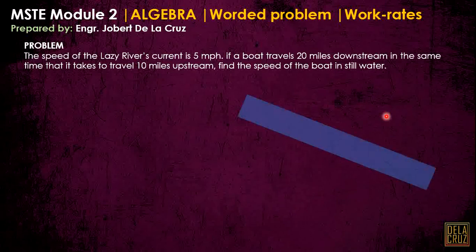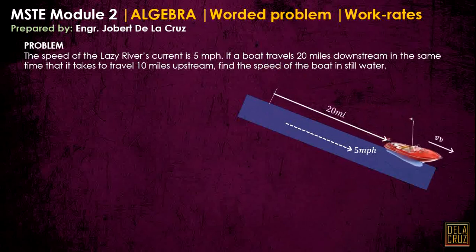Okay, so let's say this is the downstream, and the boat is traveling this way. We have that VB. It says the speed of the current is 5 mph. So we have the current, or the speed of the river, the flow of the river, that is 5 mph. If this boat travels 20 miles downstream, then from this initial position it travels 20 miles, like that, in the same time that it takes to travel 10 miles upstream.